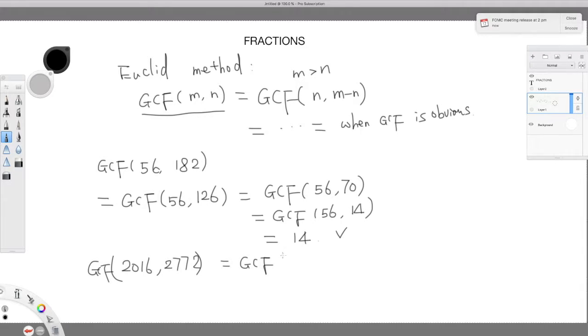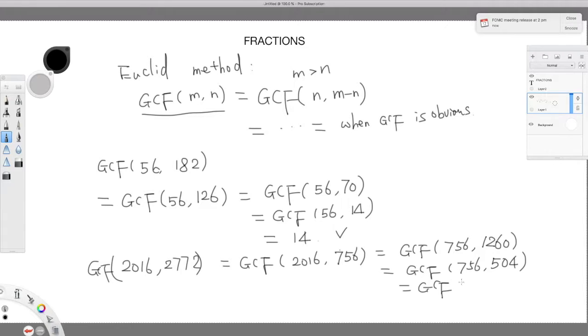This is going to be GCF of 2016 and 756. And this is GCF. Take the smaller number, which is 756. And then this is 1, I hope I'm getting this right, 60, correct? And this equals GCF of 756, 504. And this is GCF of 504, 252. All right, and this equals 252. Wow, interesting. So you see, because 504 is 2 times 252.